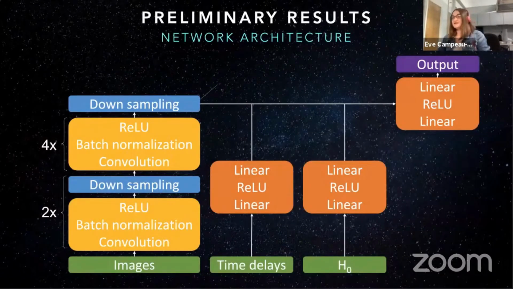This is the architecture of our classifier. We input images, and they go through many convolutional layers that were inspired by the ResNet network. The time delays and the H-knot value go through linear layers, and they are all regrouped in the last linear layer before the final output.